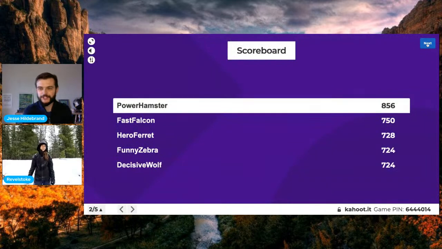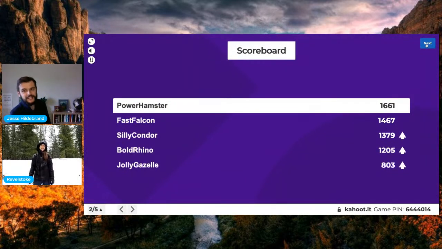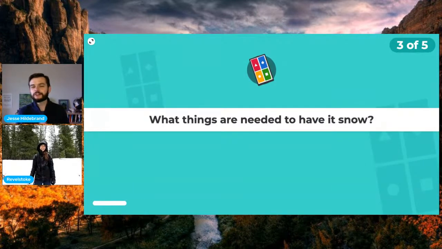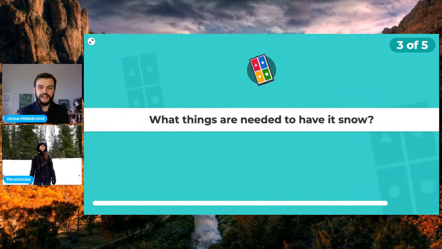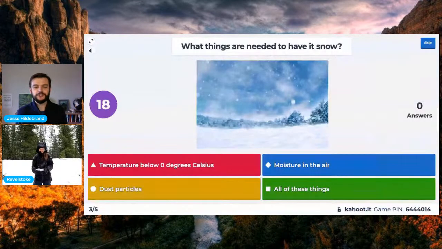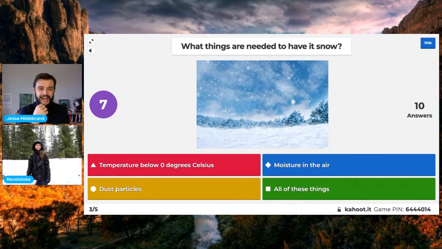All right, our next Kahoot question, we'll pull that up. Power Hamster maintains the lead. Let us know who you are at the end as well. What things are needed to have it snow? So our answers are temperature below 0 degrees Celsius, moisture in the air, dust particles, or all of these things. Now, I'm going to give you a little hint from my end. For those who've ever played a Kahoot with me, I like to have a certain kind of answer in questions like this. And if you follow our typical Kahoot trend, you might get this one right.